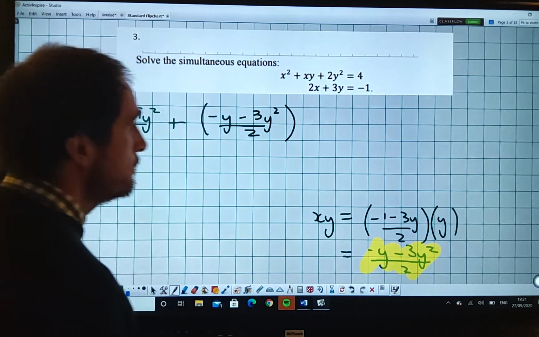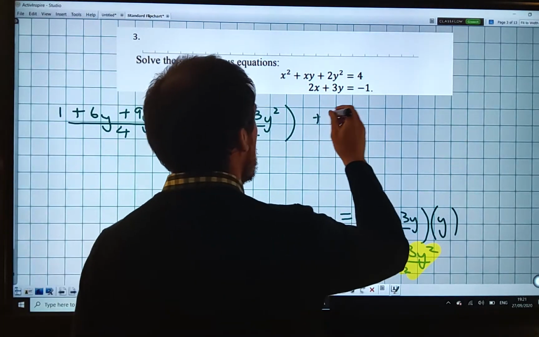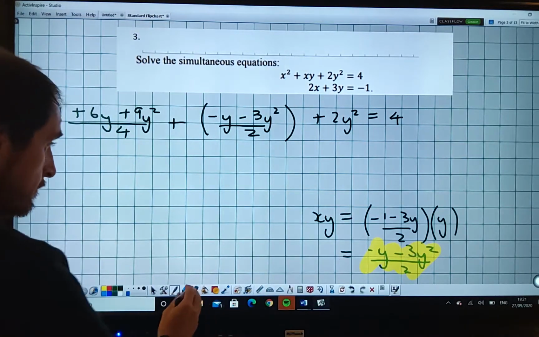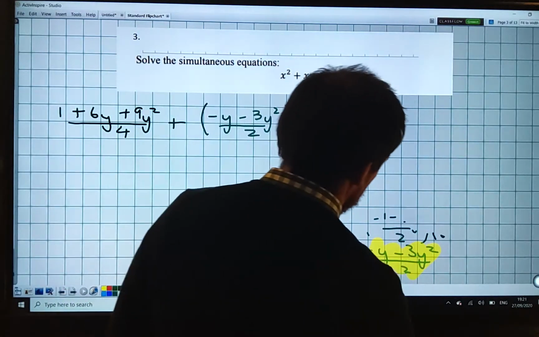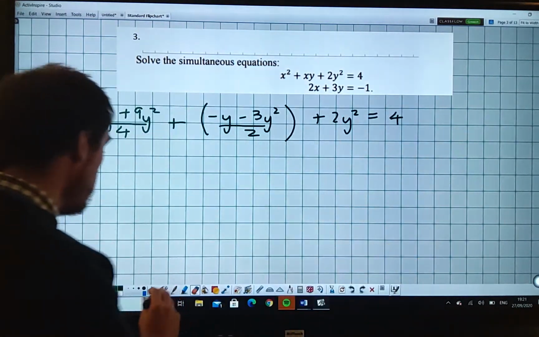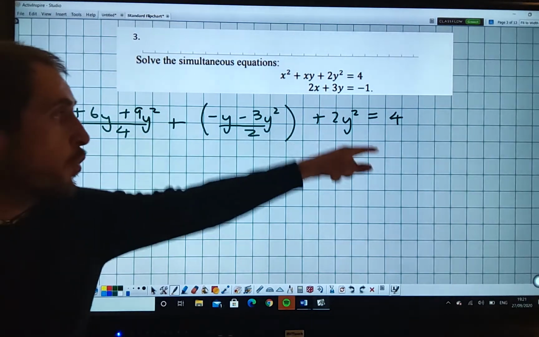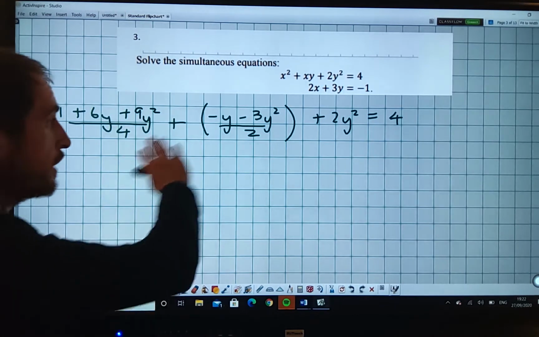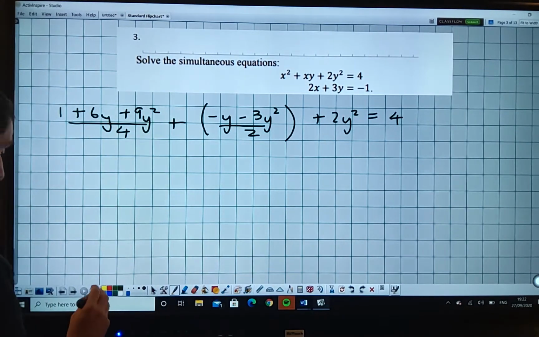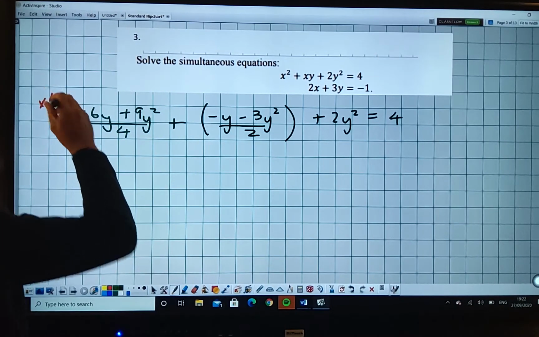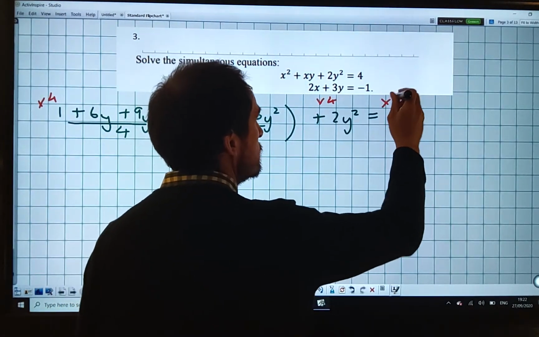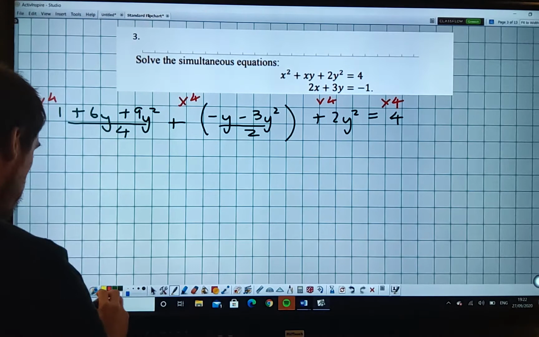Okay? And then plus 2y squared is equal to 4. Now, again, next step of this: we're going to multiply everything by 4. The reason I multiply everything by 4 is so I get rid of the fractions. So if I multiply this by 4, that by 4, times 4, times 4, what do I get?